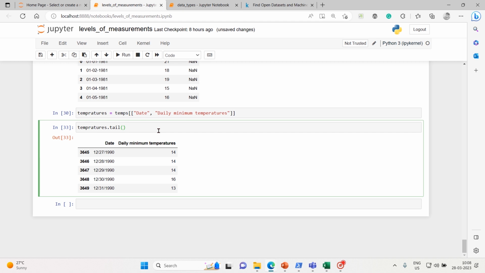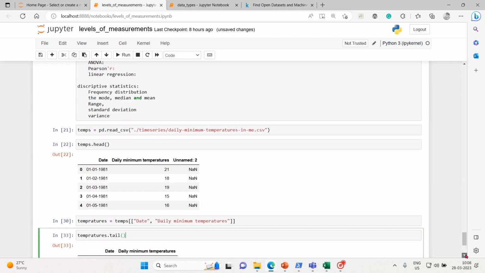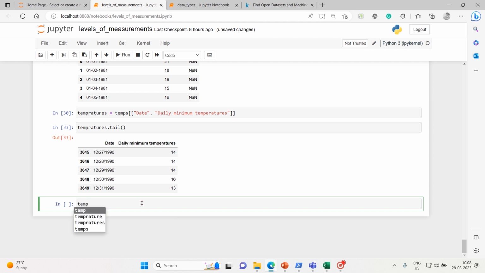Now it's time to do the required analysis. Okay, so let me scroll up first. We'll begin with the frequency distribution. So let me go for the frequency distribution. So temperatures, it's daily minimum temperatures, and value counts.